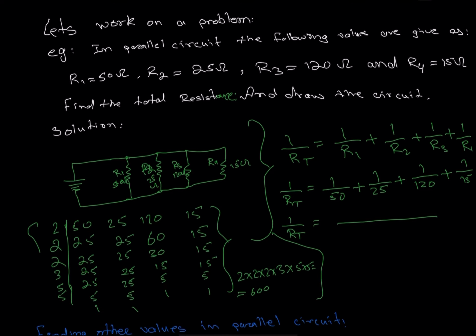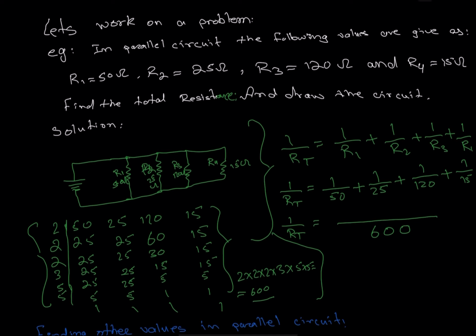To find the least common divider, write the numbers down and start from the smallest possible number, 2. Dividing 50 by 2 gives 25. 25 cannot be divided, so just bring it down. 120 can be divided, so it will be 60, 15. Carry on until you get all 1s. Then multiply these divisors together and it gives you the value of your least common divider. So we got 600 as the least common divider.